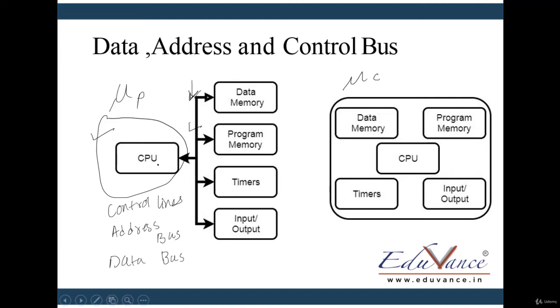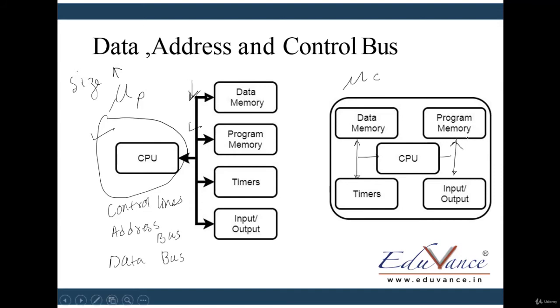Now these lines are coming out of the CPU. So for that you need to have some PCBs. PCB is printed circuit board. So the size of the microprocessor increases. Now in case of microcontroller, you have all the things inside the single chip.